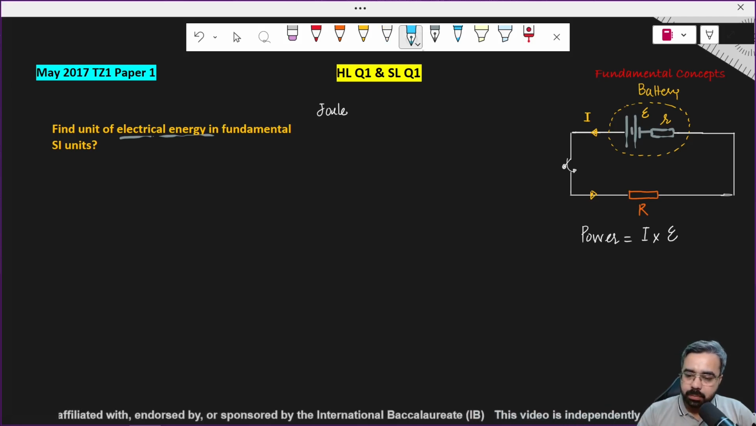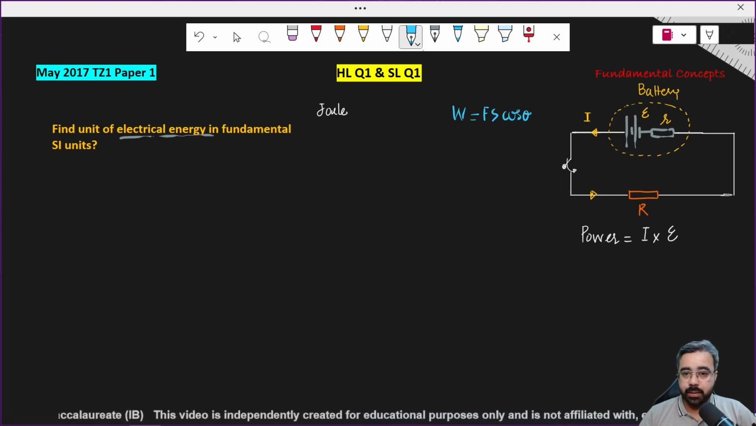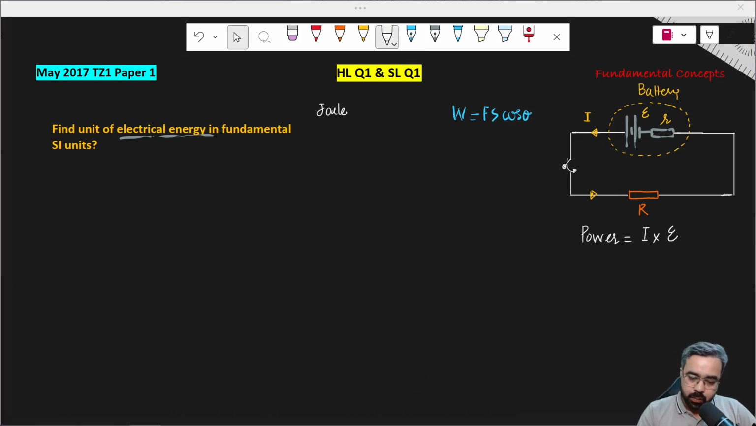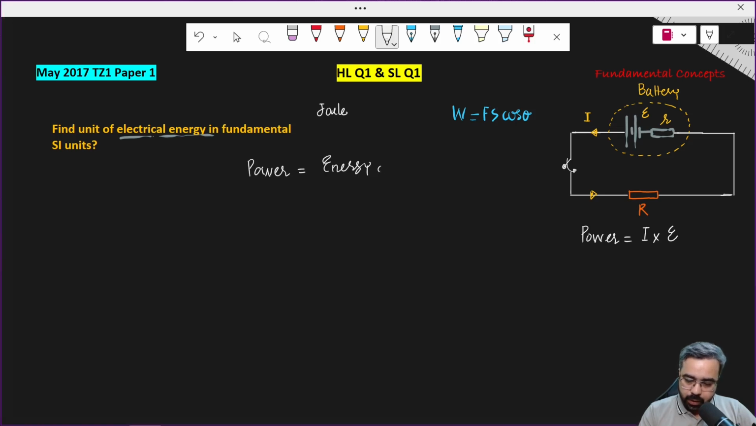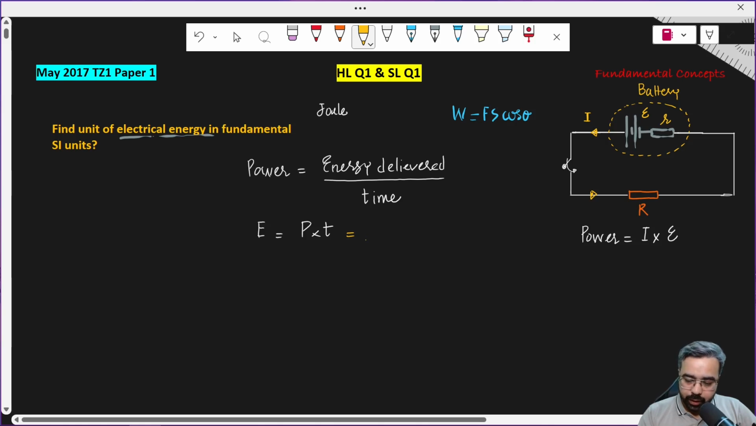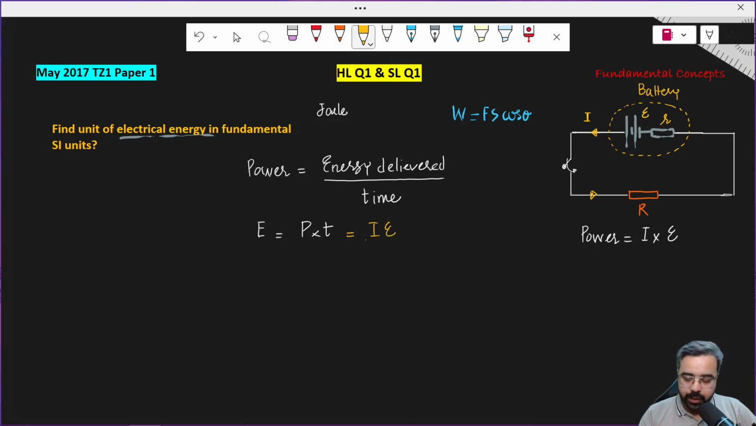Okay, you can use a simple equation W equals Fs cos theta to find out a unit of energy in terms of fundamental SI unit, but we will take this specific circuit and its equation to find the final answer, right? So power is equal to the energy delivered to the circuit per unit time. So if you want to find out the energy, you have to multiply the power by the time. Since the power equation for the electrical circuit is I multiplied by the EMF, multiplied by the time, we will try to find out the unit from this equation, right?